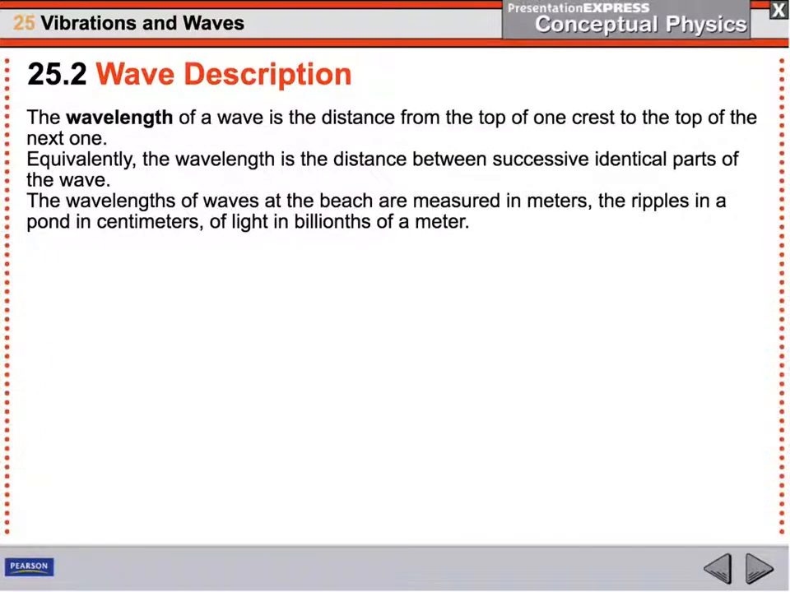The wavelength of a wave is the distance from the top of one crest to the top of the next one. Equivalently, the wavelength is the distance between successive identical parts of the wave. The wavelengths of waves at the beach are measured in meters, the ripples in a pond in centimeters, or light in billionths of a meter.